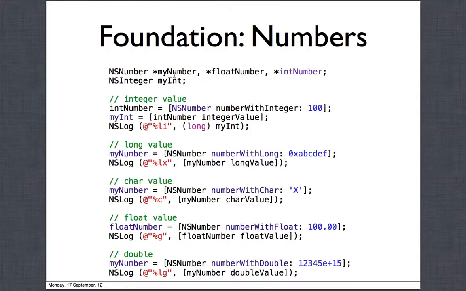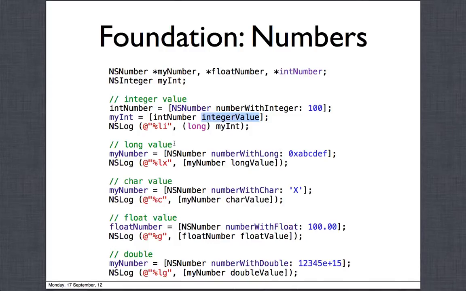So here I'm saying this int number is NSNumber, which is a class, number with integer 100. This will allocate space for an NS object, NSNumber, and initialize it and set it to 100 and make it an integer. So then I can say my int, which is just NSInteger, a simple data type, no pointer, to have my int number integer value, and this will return the integer value of that number. I can do the same with long, and I can do the same with character.